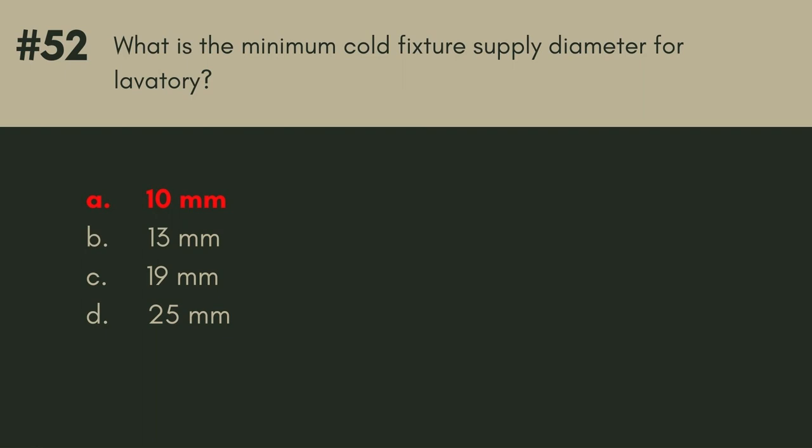10 millimeters. Question 53. What is the minimum cold fixture supply for bidet? A. 10 millimeters. B. 13 millimeters. C. 19 millimeters. D. 25 millimeters. The answer? It's B. 13 millimeters. 13 millimeters, the minimum cold fixture supply for bidet.